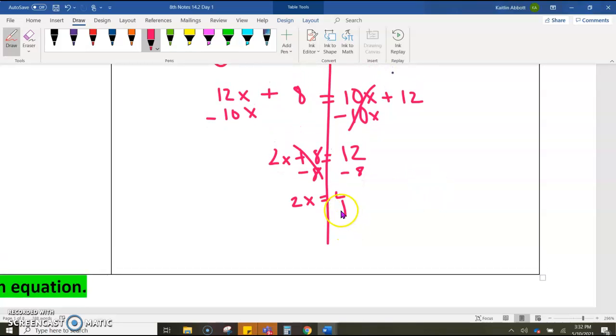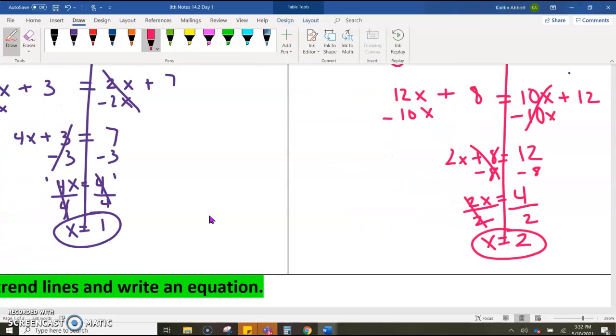Oops, I just moved the 4. And something weird happened. Okay. 4. Then we're going to divide by 2. Divide by 2. 2's go away. X equals 4 divided by 2 is, you got it, 2. Okay, hopefully you're working on this skill for high school.